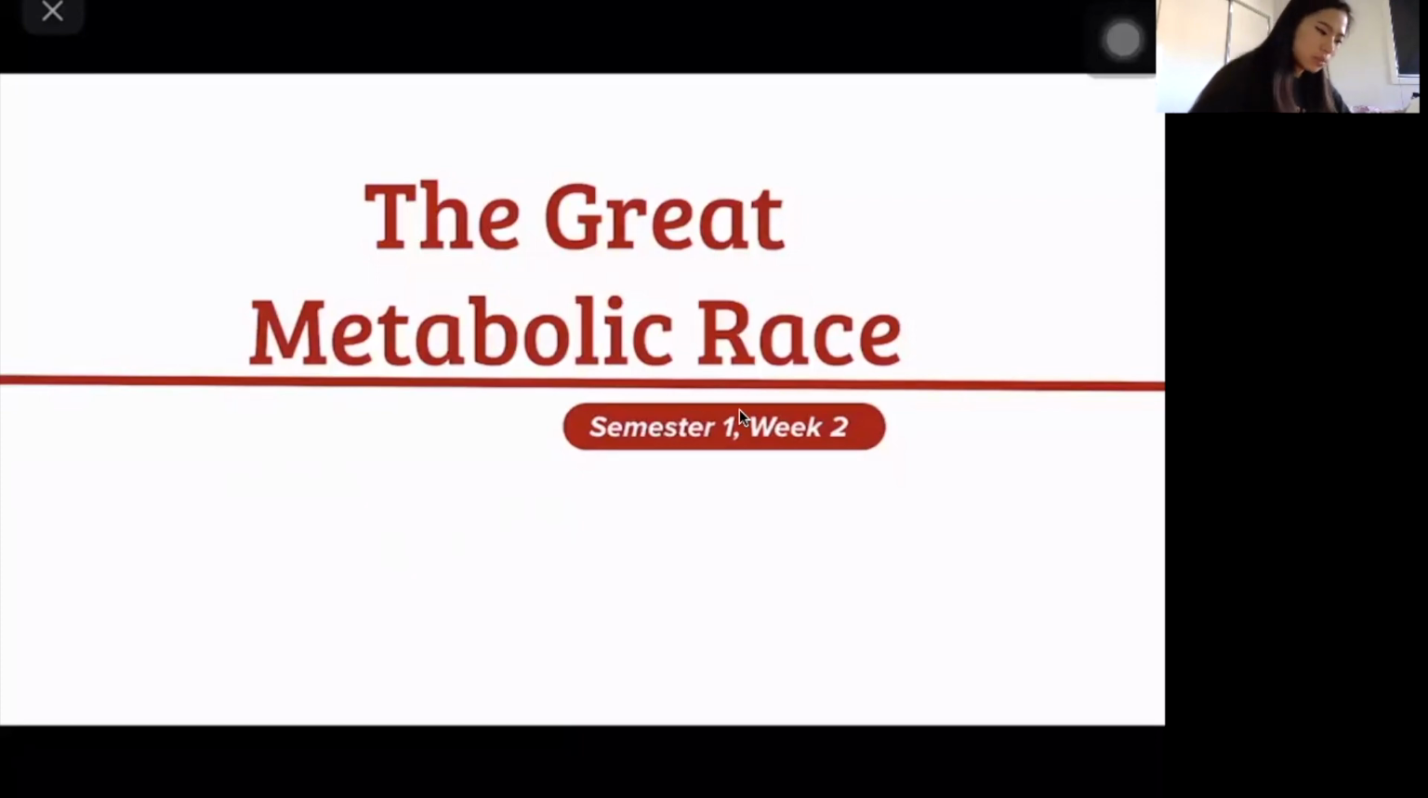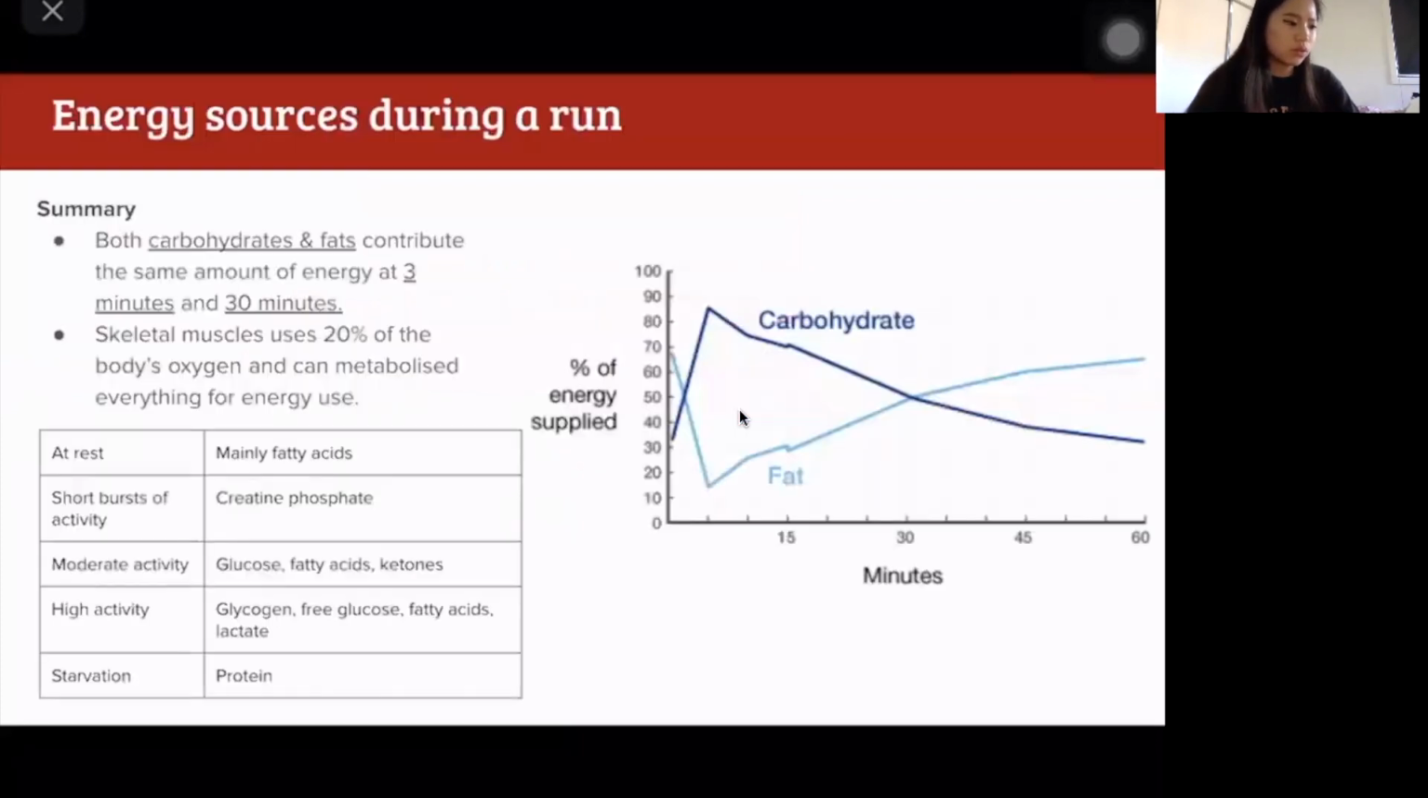All right, the last thing I'm gonna go through is the great metabolic rates. So this was an active learning. I'm not sure how you guys are gonna do it, probably another Zoom session, but yeah. So it's talking about the energy sources that a runner would use during like a run, basically.